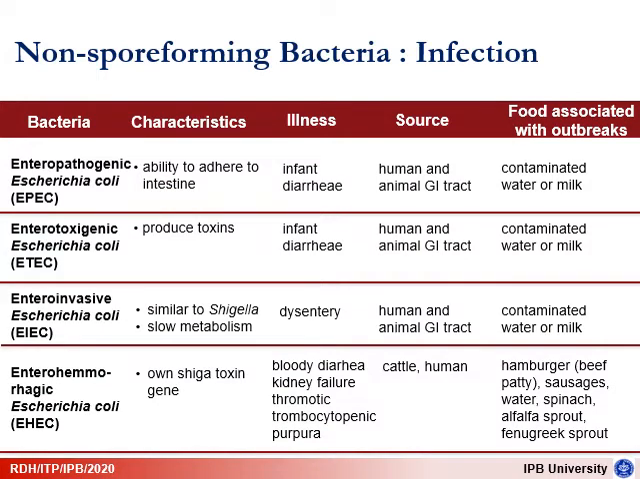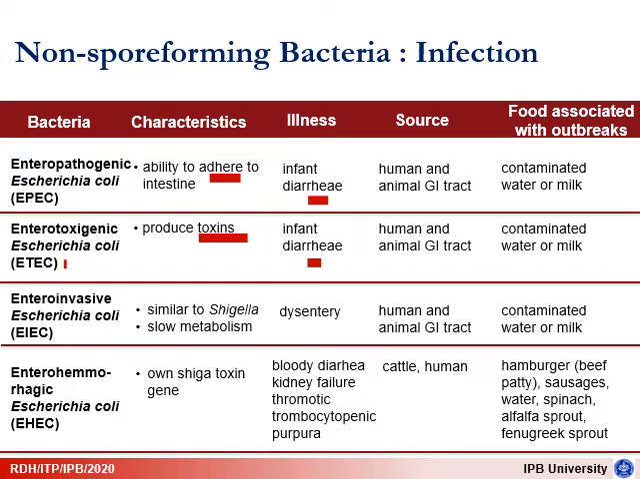This list also shows non-spore-forming bacteria that could cause infection. All four are groups of E. coli that have different characteristics. The first one, enteropathogenic E. coli or EPEC, is capable of adhering to the intestine, causing infant diarrhea, and generally related to water or milk. Enterotoxigenic E. coli can produce toxins. It causes similar illnesses and is also associated with contaminated water or milk.